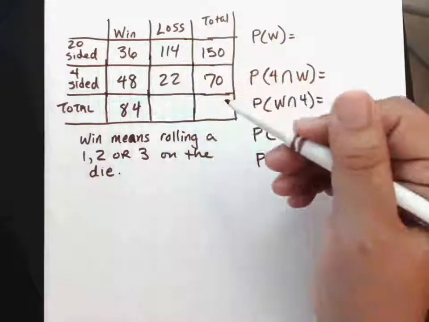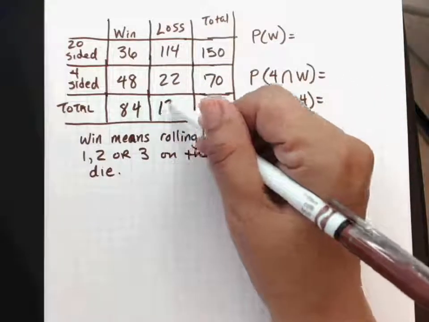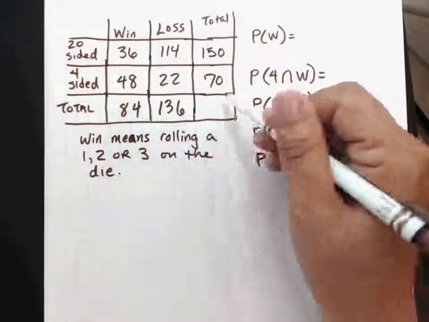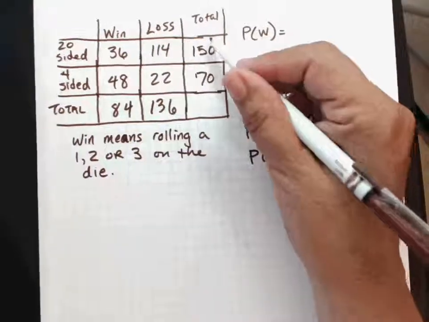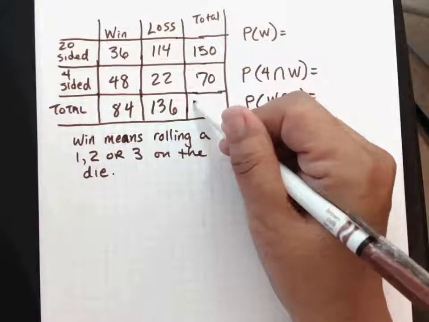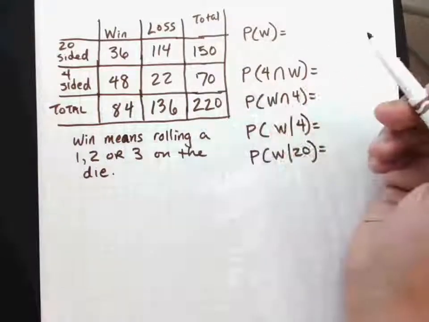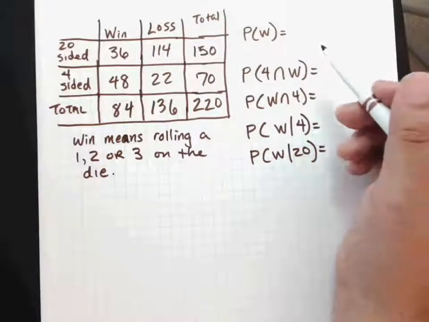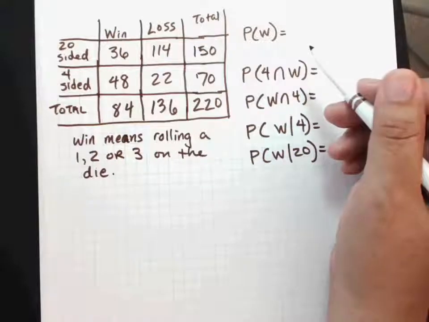4. And here I have 136. When I add all these together, adding this way and adding this way should give you the same number, and it does, 220. So we did a total of 220 rolls in class because there were 22 students rolling.